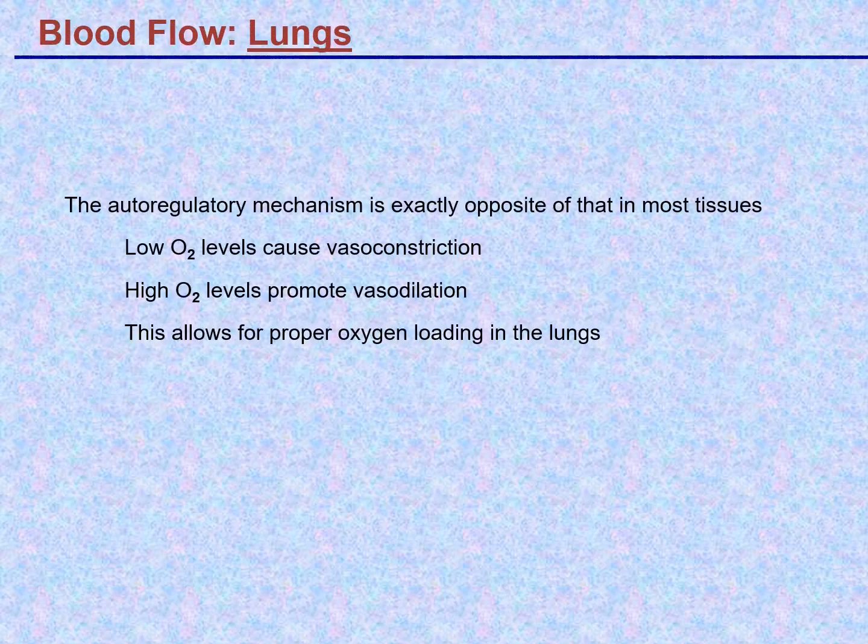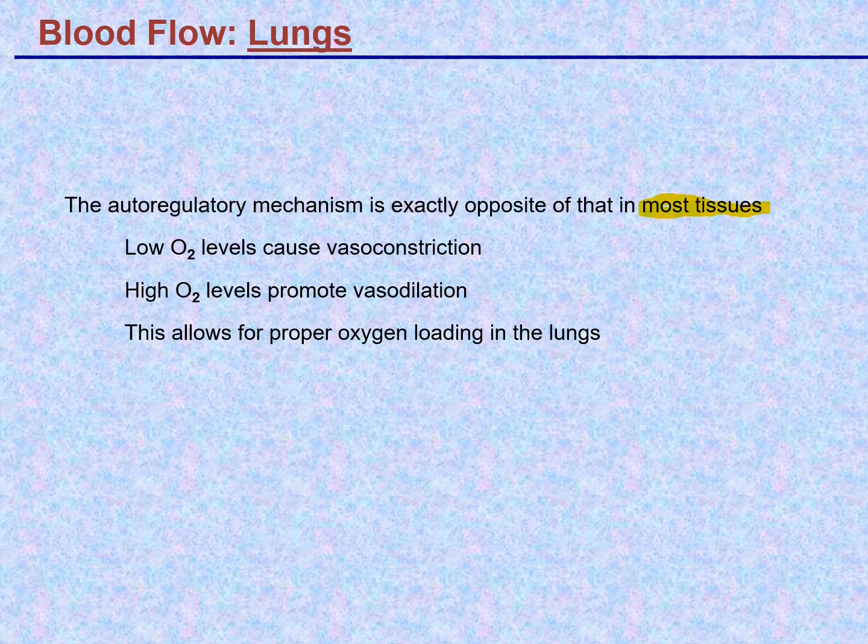This is an autoregulatory mechanism, and it's exactly the opposite in most other tissues. In most other tissues, when you have inadequate amounts of oxygen, you get more blood flow into them, more arterial blood flow. If you have somewhat higher oxygen in the tissue, then it doesn't need as much arterial blood flow in. But in the lungs, it's completely the opposite.